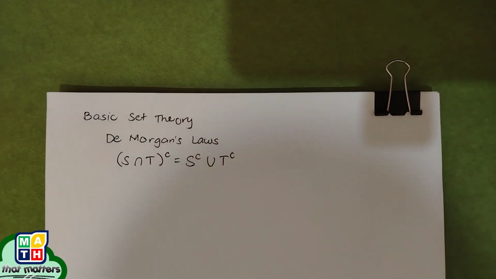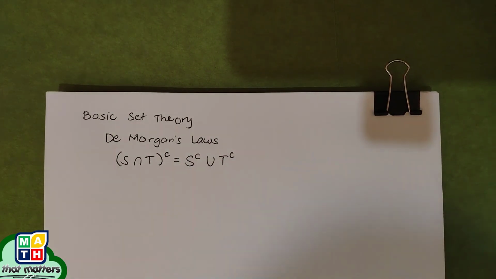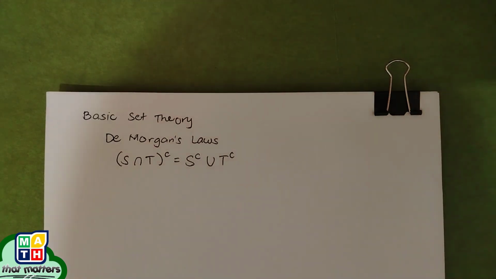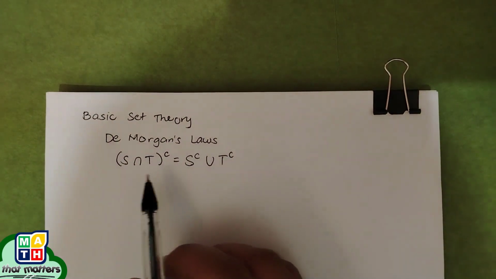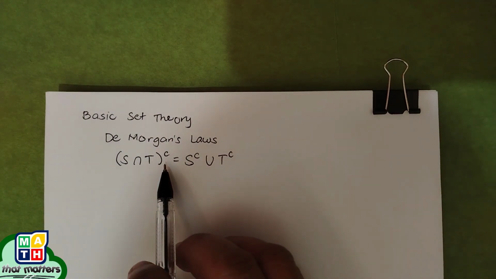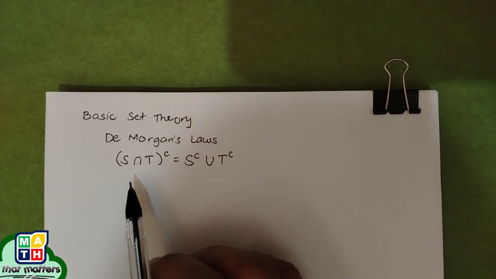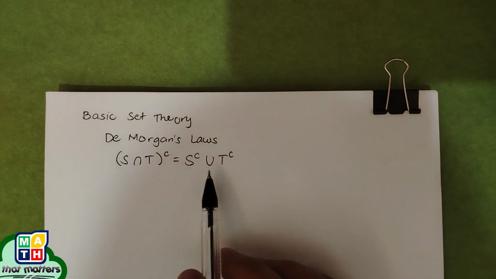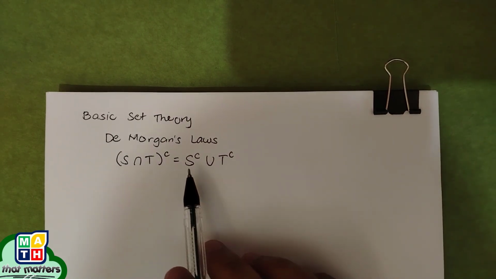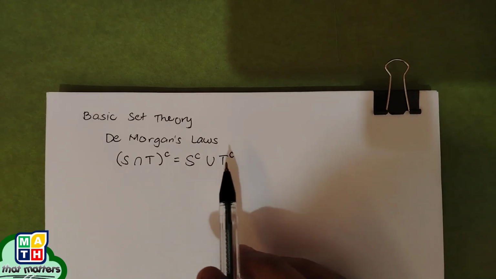This is the second statement for De Morgan's law under the topic on basic set theory. So we state here that the complement of the intersection of sets S and T, whatever they may be, is just equal to the union of the complement of S and the complement of T.